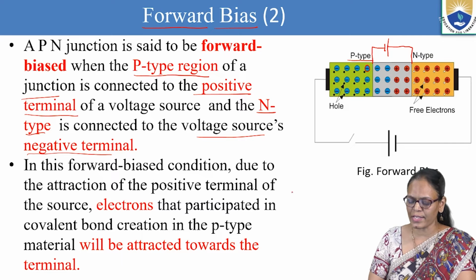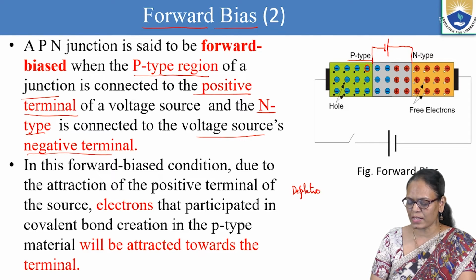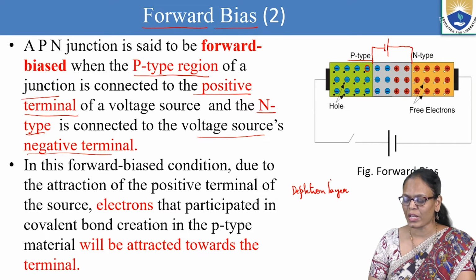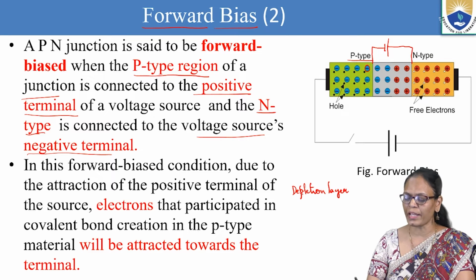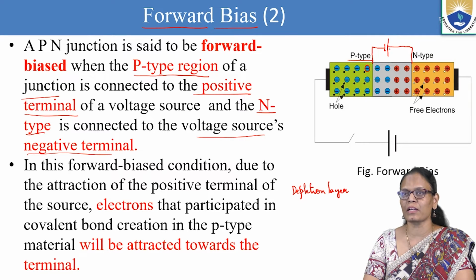So we call it the depletion layer. These terms are very important. You need to understand what a depletion layer is: a layer formed at the junction, a region which is depleted of charges. And then there is the potential barrier that is formed, which obstructs the further movement of holes and electrons.